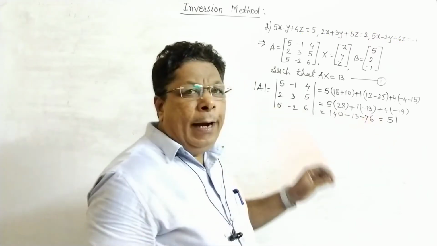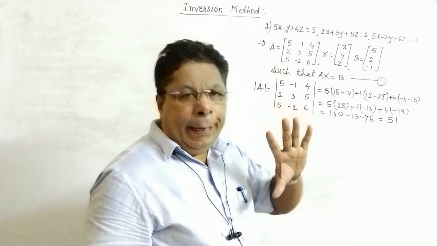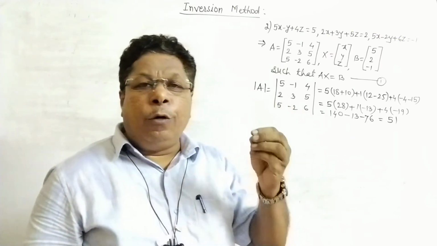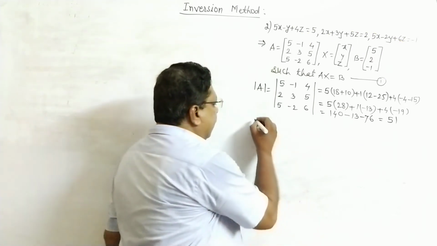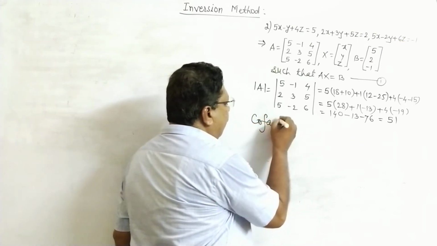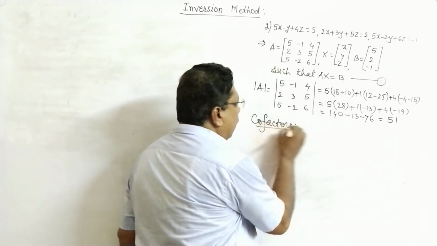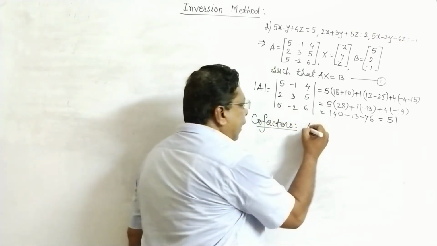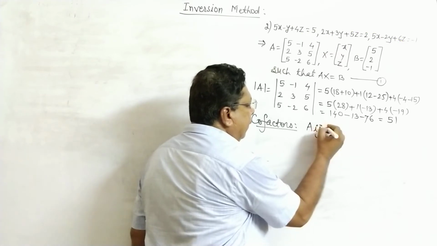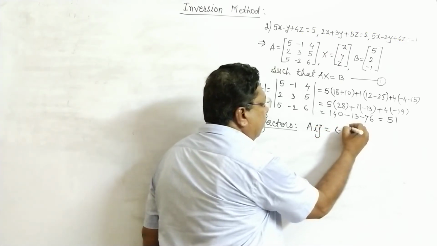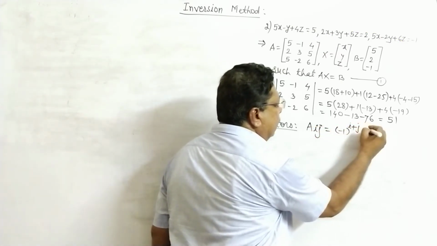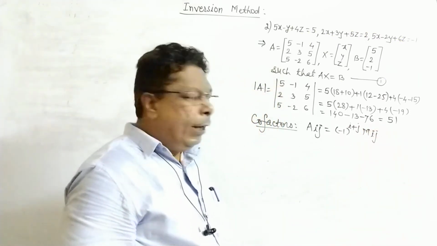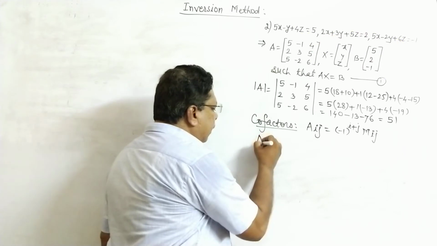Now we have to find adjoint A. How we can find adjoint A? For adjoint A, we have to find the cofactors. क्या find करेंगे? Cofactors. Cofactors find करने के लिए क्या formula है? Aij, which formula is applicable? Aij equal to minus 1 raised to i plus j into Mij. Okay, now we can find the cofactors.